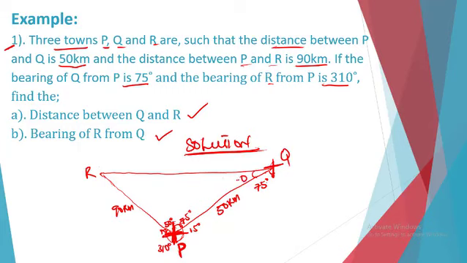Let's call it theta, since we don't know the value. Let us start. Let's call this small letter b. From this triangle, we can draw something more beautiful. So we now use this angle here. 50 plus 75 will give us 125. So we'll draw a triangle PQR. Do you understand?